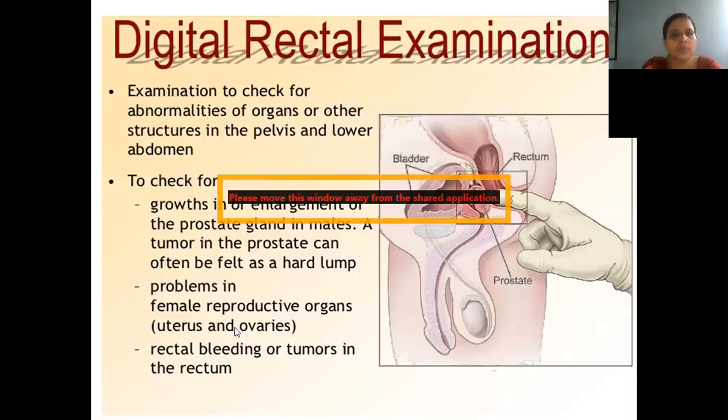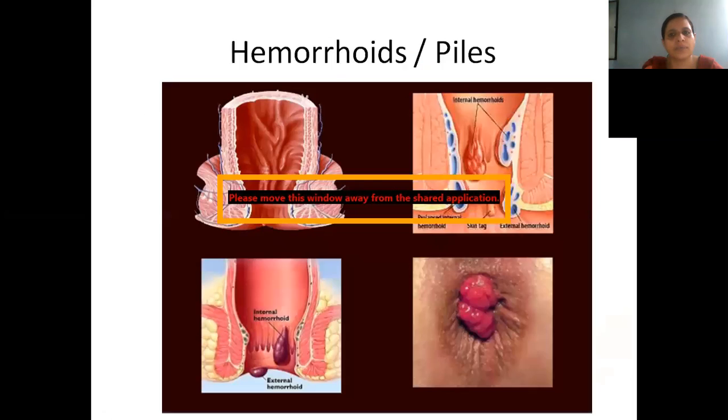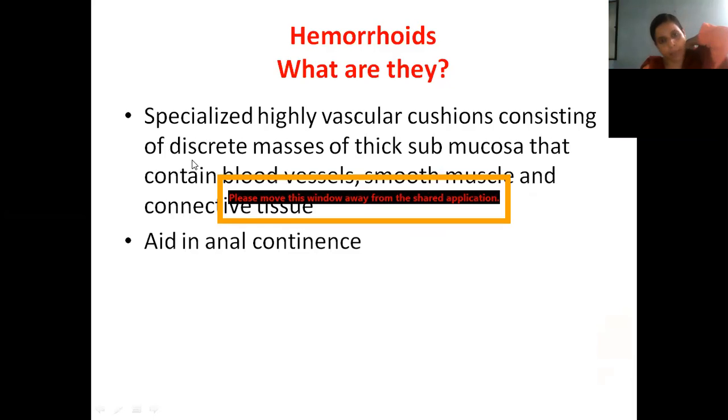The rectum is a different story. Now we are doing hemorrhoids. What are hemorrhoids? The question may also be framed in this way only. Specialized highly vascular cushions. That means we have seen the superior rectal vein and inferior rectal vein. They are forming a venous network in the anal canal.